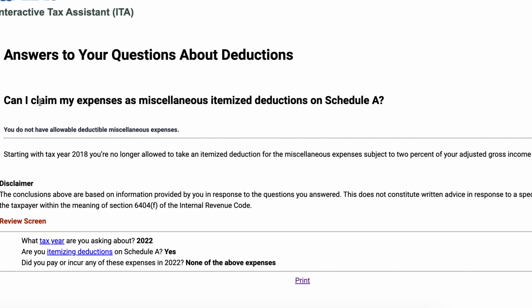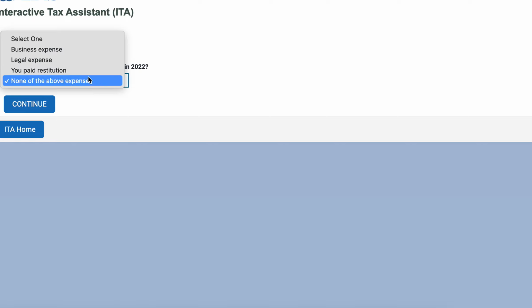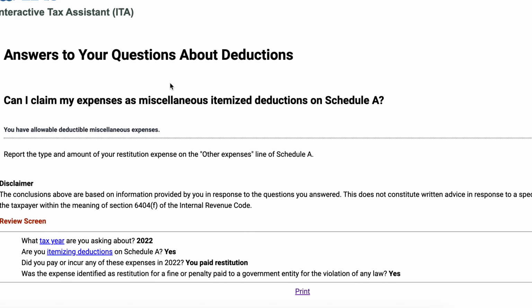So according to this tool, the only allowable expenses that you may have without having to verify in IRS Publication 529 would be if you paid restitution and if this was identified as restitution for a fine or a penalty. In that case, you would report the type and amount of your restitution expense on the other expenses line of Schedule A.